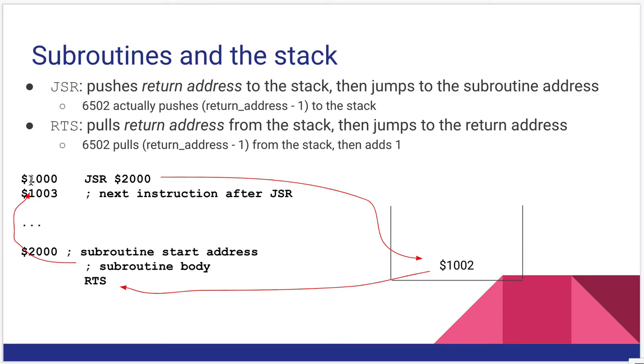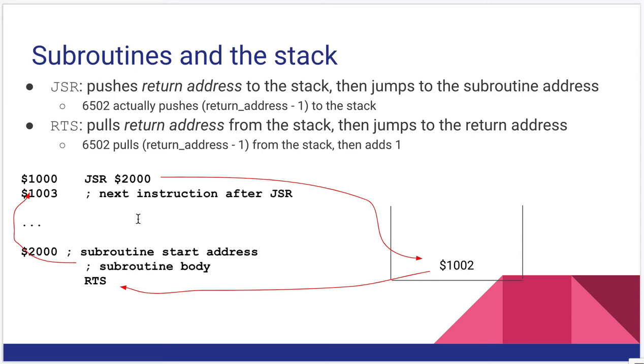So here's an example. We see a JSR to address 2000, starting at 1000. It will push 1002 to the stack and then jump to 2000. The subroutine will execute, there'll be lots of instructions in there, and then we see an RTS. The RTS will pull that 1002 off the stack, add one to it, and there's our next instruction.